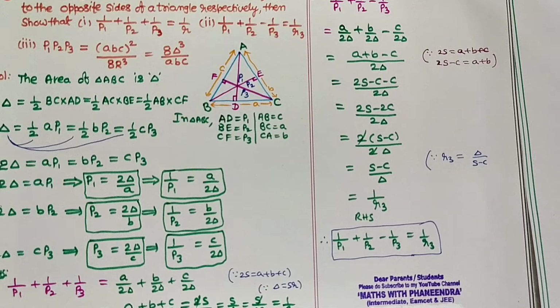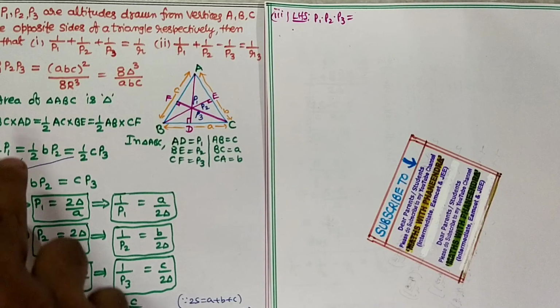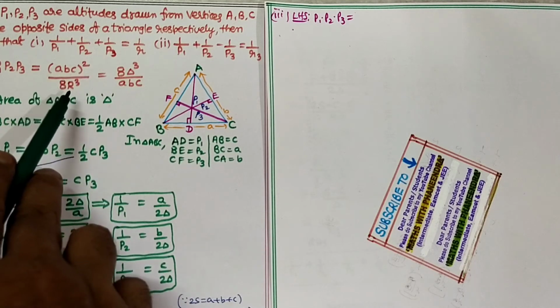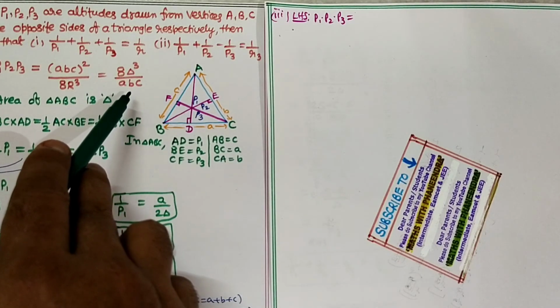So we'll move to the next question now. Next, third one. In this question, Roman letter 3, P1 into P2 into P3 equal to (ABC) whole square by 8R cube, which is equal to 8 delta cube by ABC. This result we have to prove now.